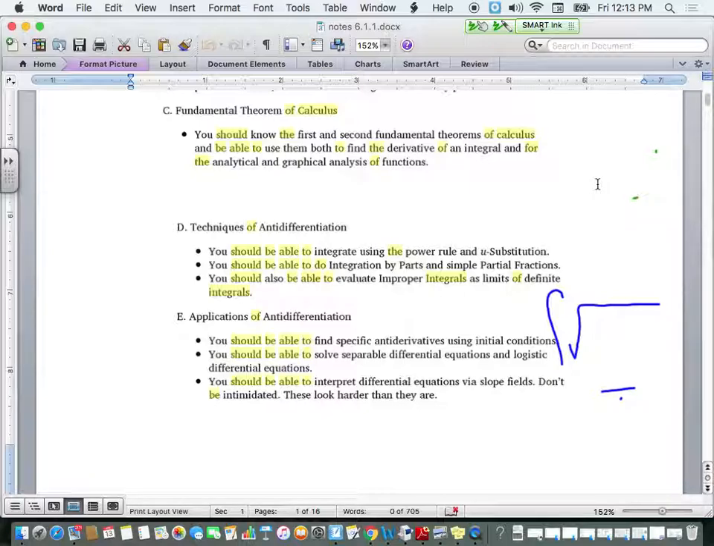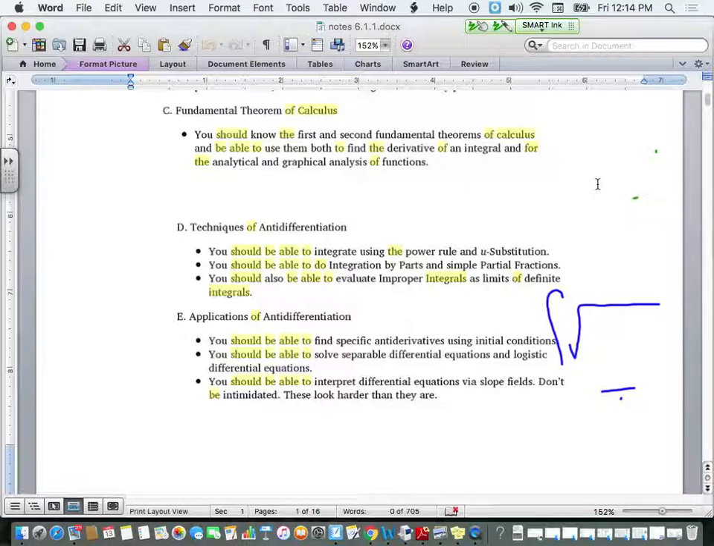And simple partial fractions. You will never see anything other than linear terms. So like, the integral of 1 over x squared plus 2x minus 3. You will never see anything simpler than that where you have to do linear factors and partial fractions, all right? So you're not going to see anything harder than that.